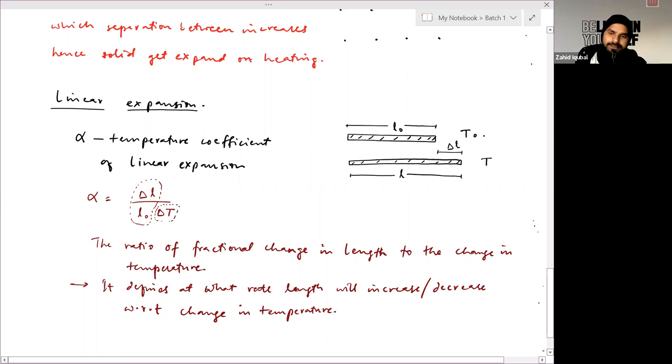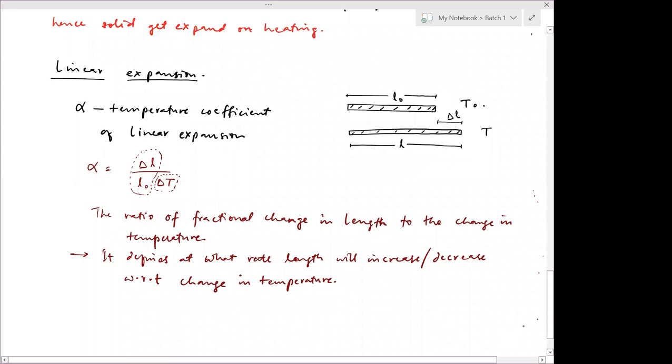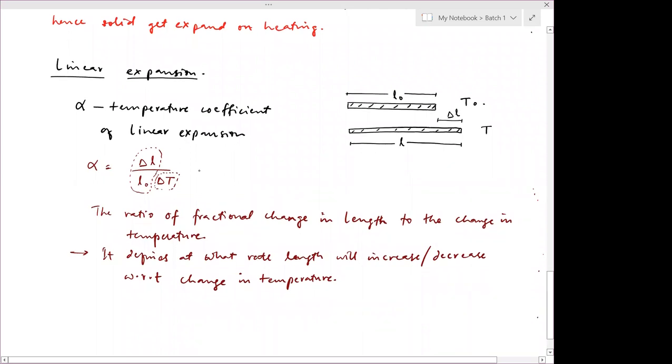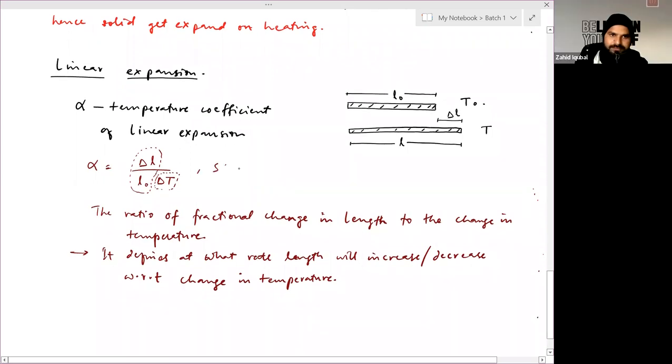Hamza, is it clear? Yes, sir. So according to this formula, SI unit of alpha will be Kelvin inverse or degree Celsius inverse.